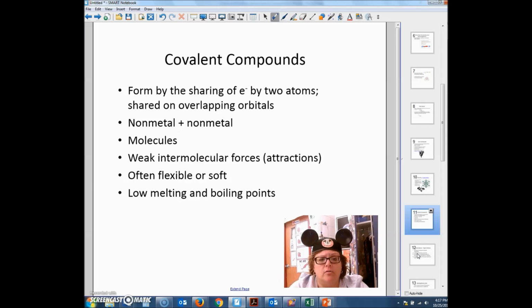They form molecules. They have weak intermolecular forces. In other words, they can attract to other molecules within the type of compound. They're often flexible and soft, and they have low melting and boiling points.